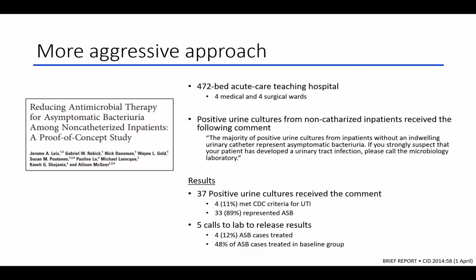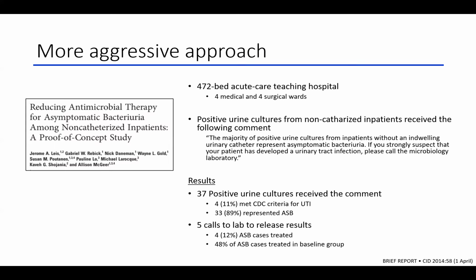But what did they find here? It's a very small study, a very small number of patients, because they were hands-on with every patient, and obviously this couldn't really be scaled in its current workflow. But of the 37 positive urine cultures that got the comment, only four of them met the CDC criteria for UTI, and it only generated 5 calls to the lab. 4 of them were for cases where they had deemed via chart review that they were ABS.